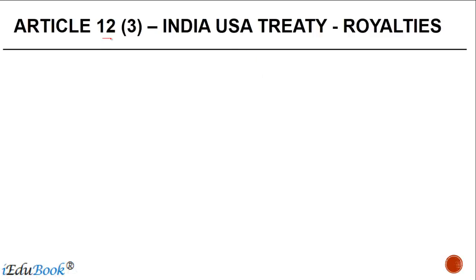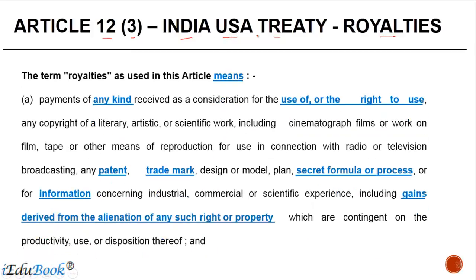Let us look at Article 12, paragraph 3, which provides the definition of royalties under the India-USA Treaty. The term royalties as used in this article means. First thing I want to clarify here is that the use of the word means itself indicates that this definition is exhaustive, right? What it implies is that if something cannot be covered within the four corners of this definition as royalty, then it will not amount to royalty for the purpose of the treaty.